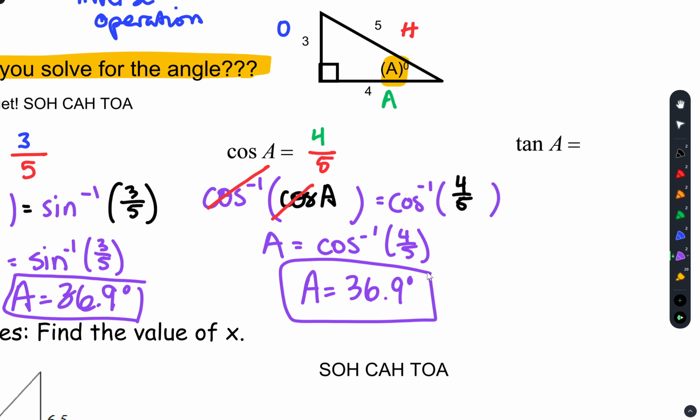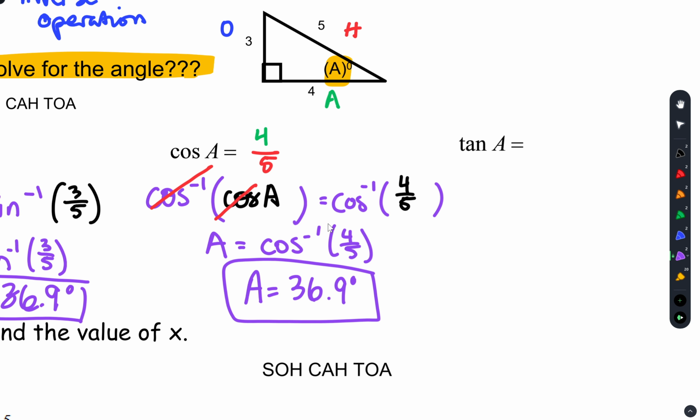If you don't believe me, we're going to do it one more time with tangent. Again, same deal. I'm going to do opposite over adjacent. The inverse of tangent is tangent inverse. I'm going to run out of room over here. So tangent inverse of both sides. So tangent inverse of tangent A, tangent inverse of 3/4.